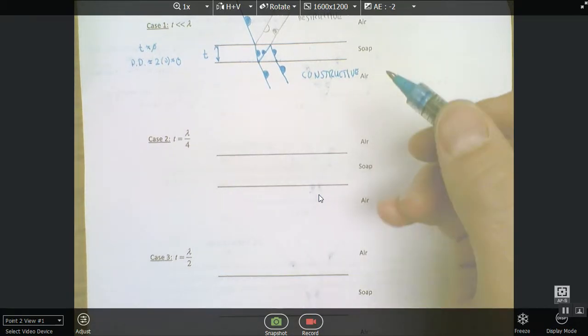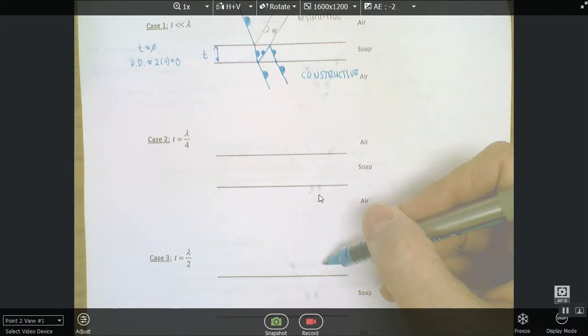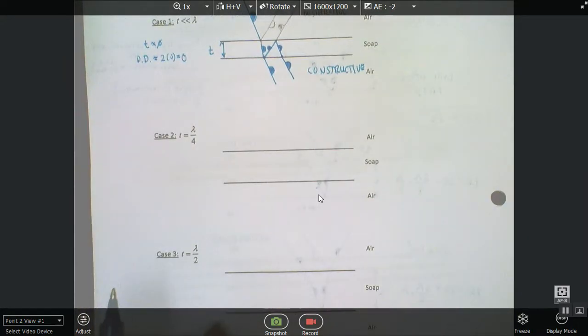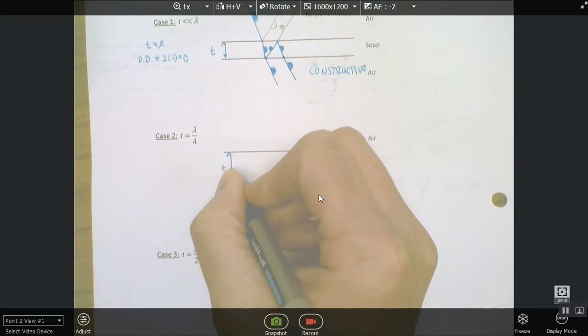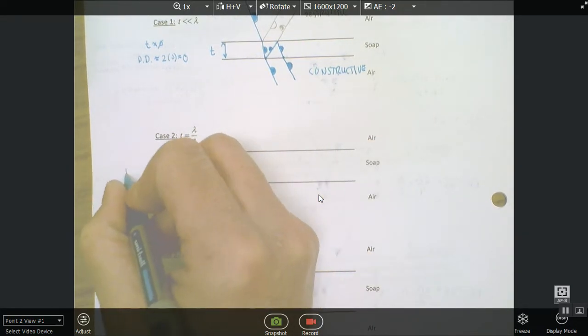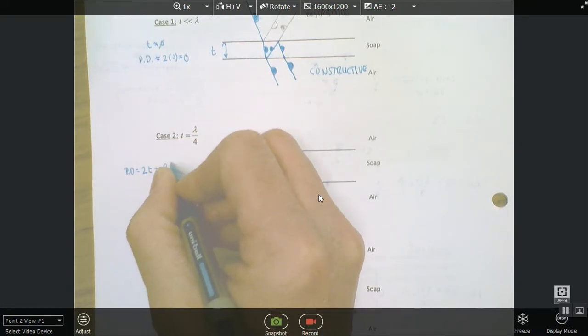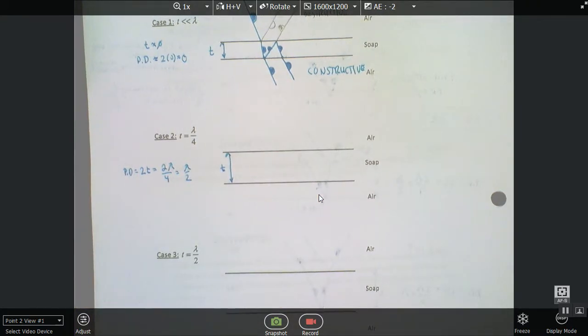If you remember from last time, it went destructive, constructive, destructive for reflectance. What do you think is going to happen? You probably guessed it: constructive, destructive, constructive. It's going to be the opposite, which just intuitively makes sense. So for this one, we're going to make it a bit thicker. You can see from the diagram it's a bit thicker. The path difference is 2t. So we've got 2 times lambda over 4, which is half of a wavelength. So now our path difference is half a wavelength.